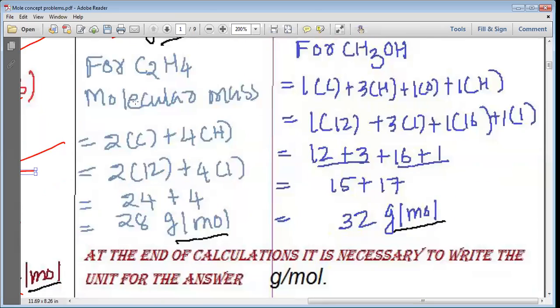Now we want to calculate the molecular mass for ethene, that is C2H4. The molecular mass of ethene is equal to 2 into atomic mass of carbon and 4 into atomic mass of hydrogen. The atomic mass of carbon is 12 and the atomic mass of hydrogen is 1. So by putting this value, for C we put 12, for hydrogen we put 1, and ultimately we find 2 into 12 and 4 into 1. 12 2s are 24 and 4 1s are 4.